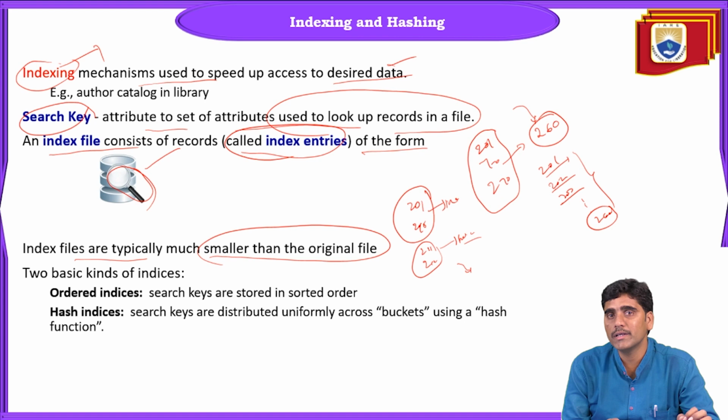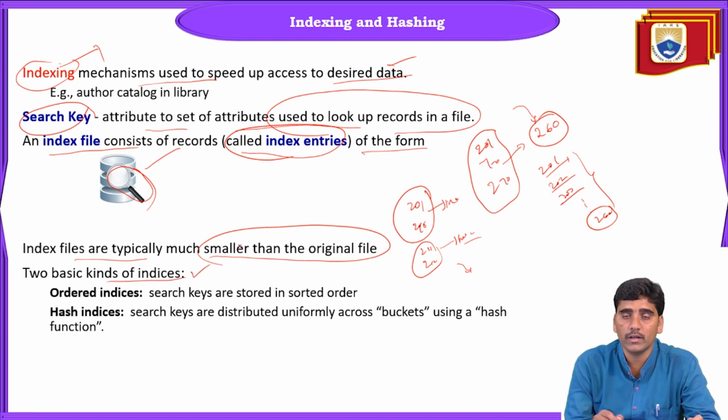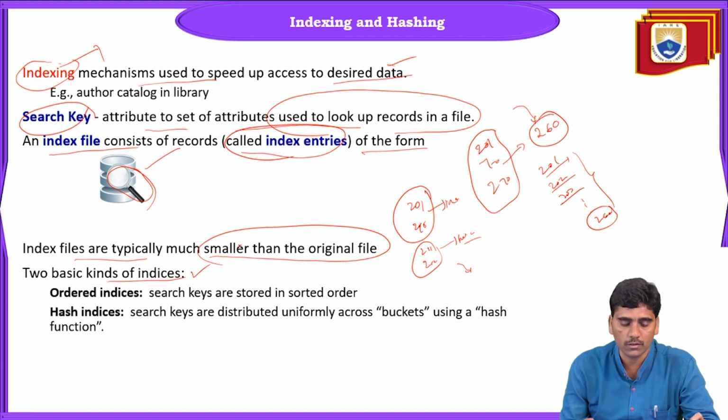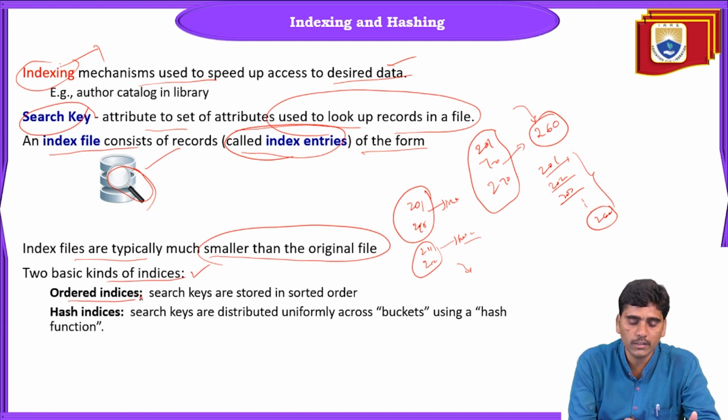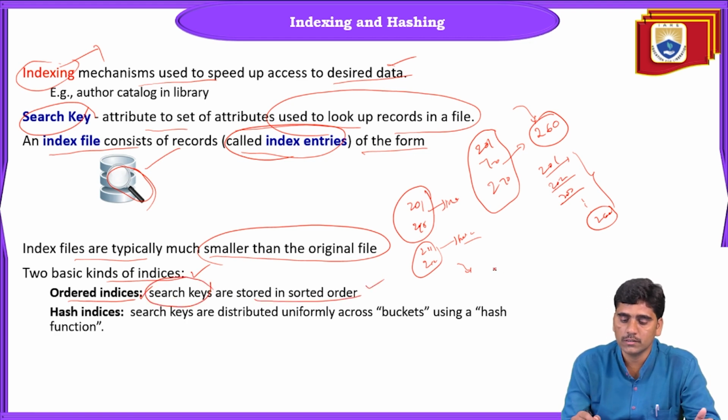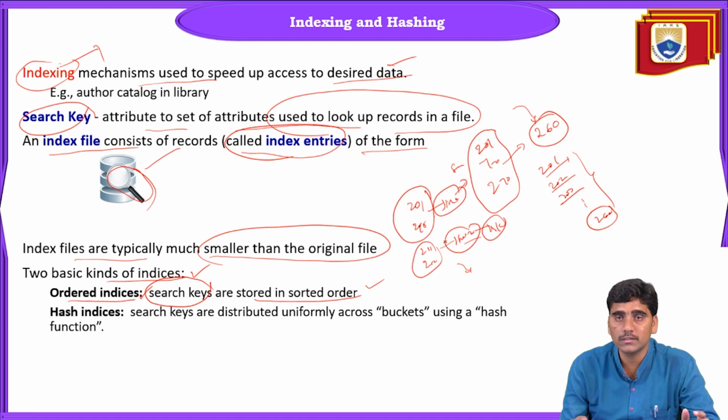There are two basic kinds of indices. One is ordered indices, in which search keys are stored in sorted order. As we already said, 201 to 210 is an index which contains search keys, and similarly 211 to 220 is index 2. For all those indices, search keys are stored in sorted order.